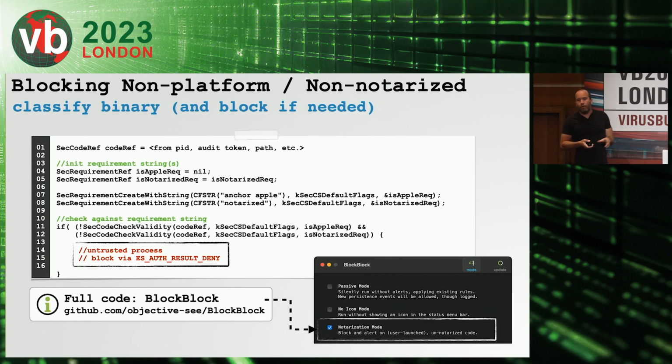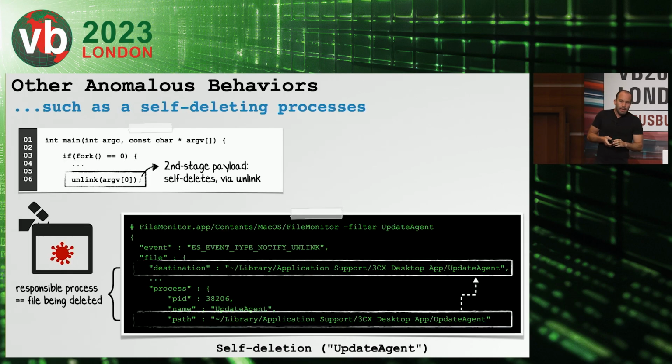So this is just some example code. I've implemented this in one of my tools, block. So if you want to see how to fully implement that, you can pop over to the GitHub repo and check that out. Now, of course, there's other anomalous behaviors that perhaps we could key on to detect malware or other components of a supply chain attack. That could be a whole talk unto itself.